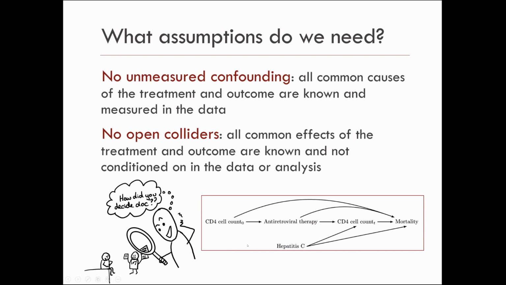The second piece we need is no open colliders. So a collider is a common effect of the treatment and the outcome, or a common effect of a cause of the treatment and of the outcome. And we need to make sure that those variables are known and not conditioned on in the data or the analysis. So for example, CD4 count at time t is a collider because it's a consequence of antiretroviral therapy and it's a consequence of hepatitis C and mortality. So we need to be careful how we handle the time varying CD4 count after baseline.